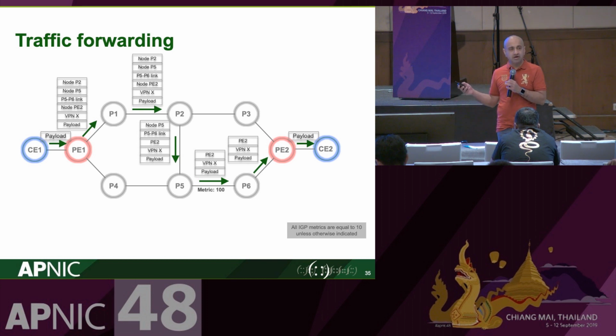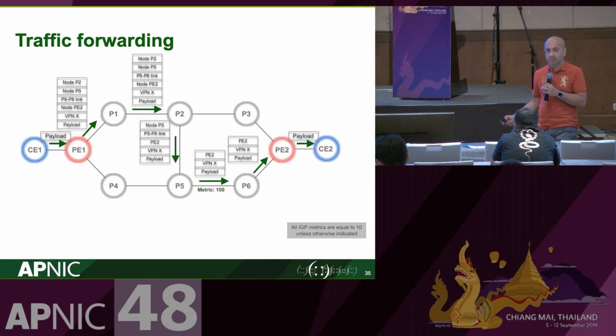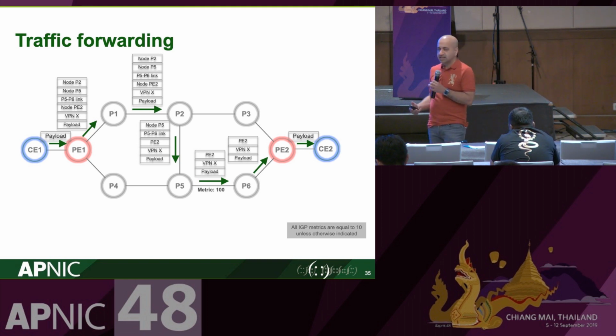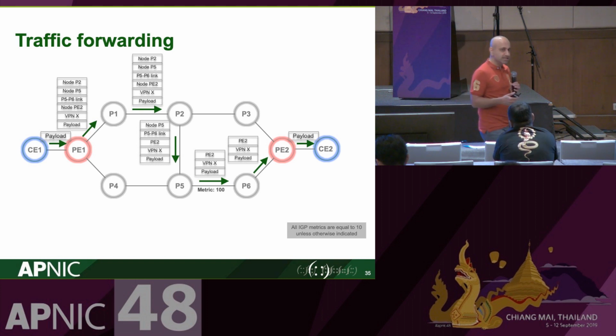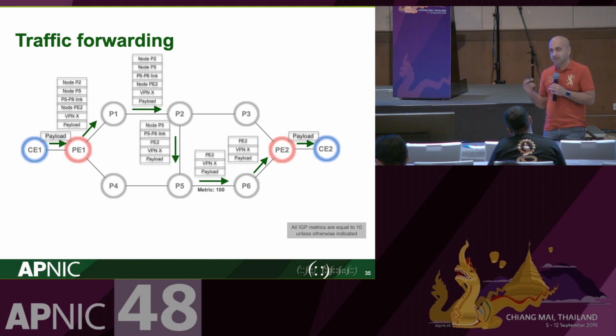So the size of the ILM, the incoming label map, on each of these routers is actually quite small. It's actually the number of nodes in the network plus the number of links on that particular router. That's it. So it scales really, really well. So that's the benefit of segment routing traffic engineering, in that we can do some really fine-grained traffic engineering without killing the network.